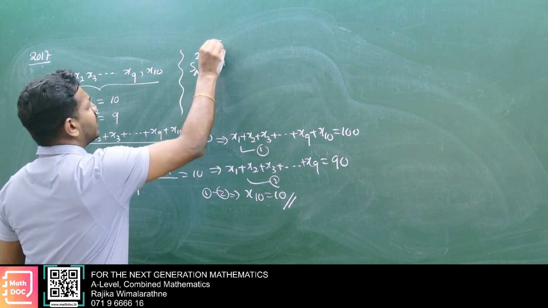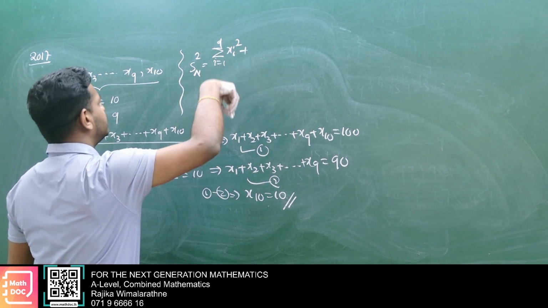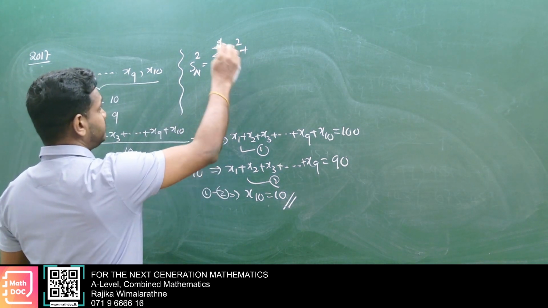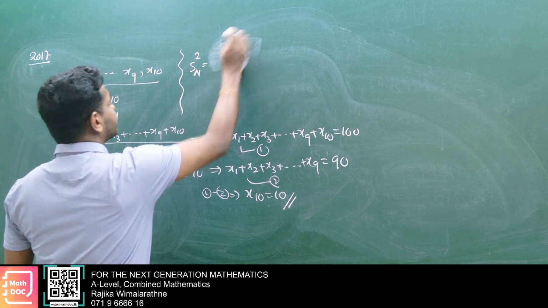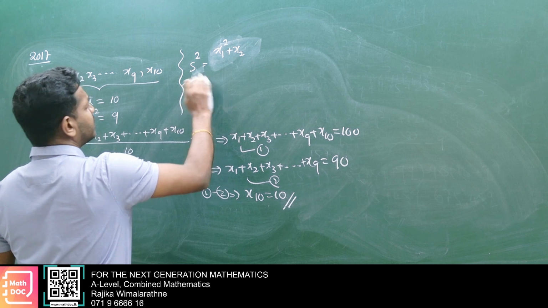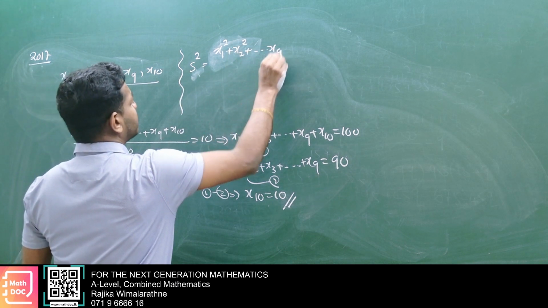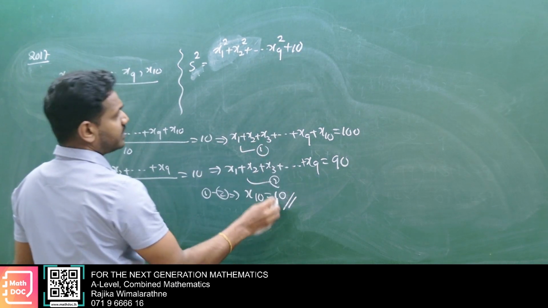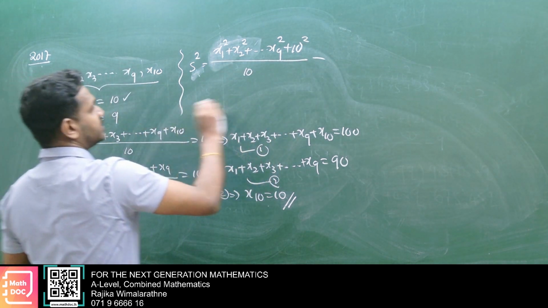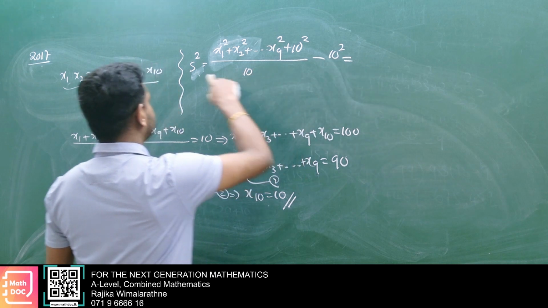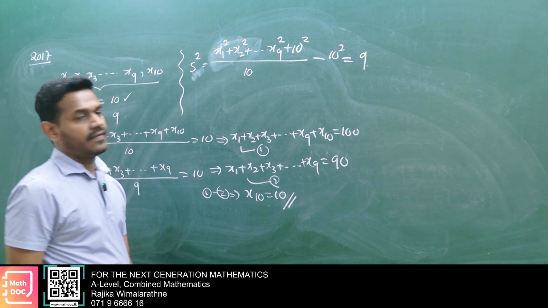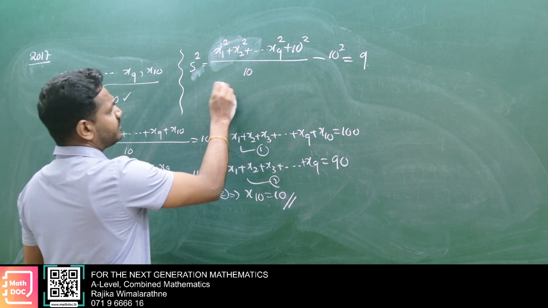Sigma i equals 1 to 9 xi square, plus x10 square. Here x1 square, x2 square, up to x9 square, and x10 is 10 now. So 10 square divided by 10, minus the mean x bar, 10 square. Here this variance is 9. Variance is 9. Then you find this value.